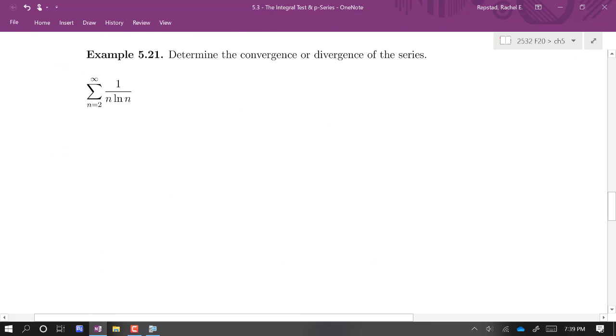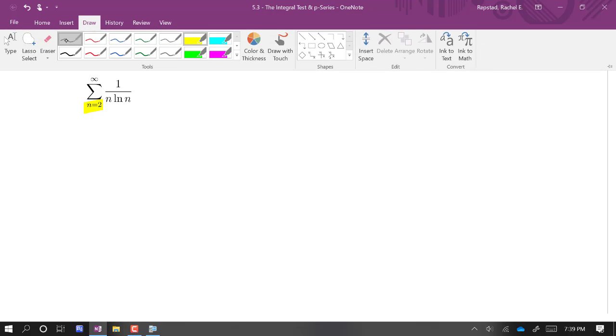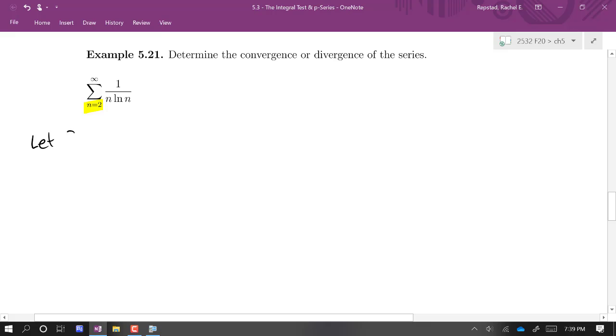All right, let's try another one. This series, the terms are given by 1 over n ln n, and note here that the terms start when n is equal to 2. That means when we define the function, we only need to define that function where x is at least as big as 2. So we're going to let f of x equal 1 over x ln x.